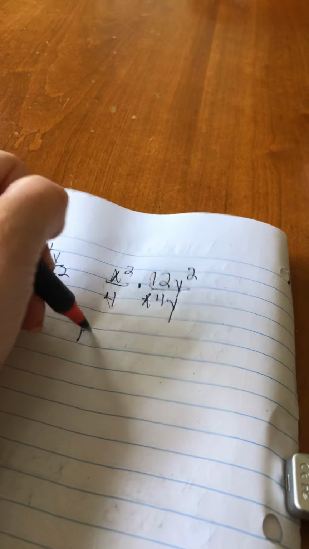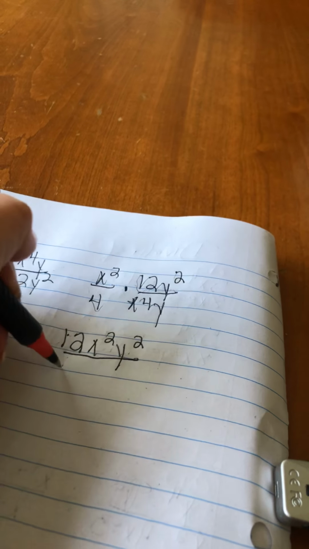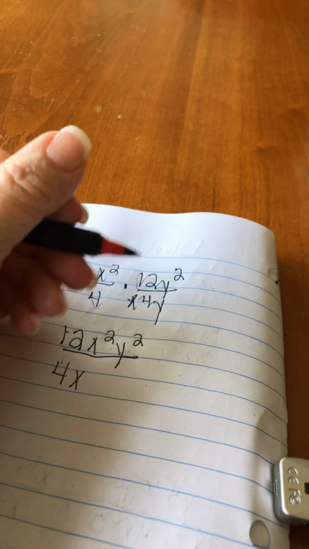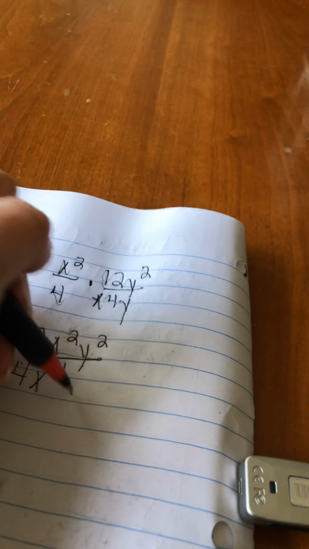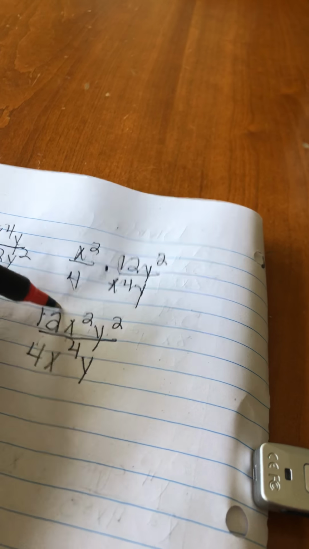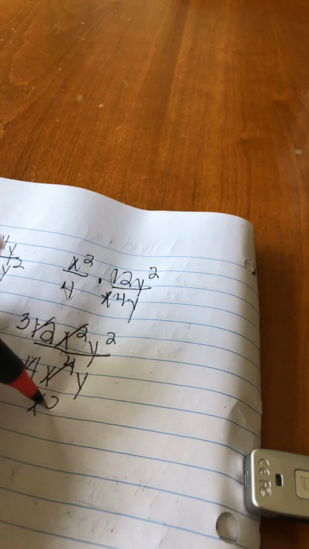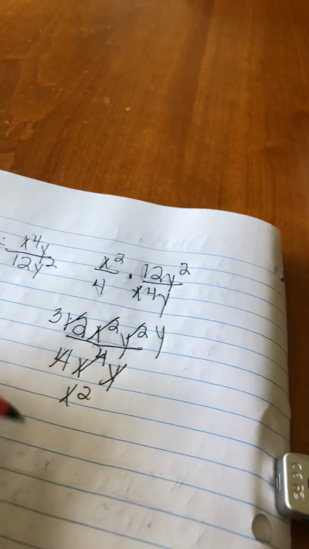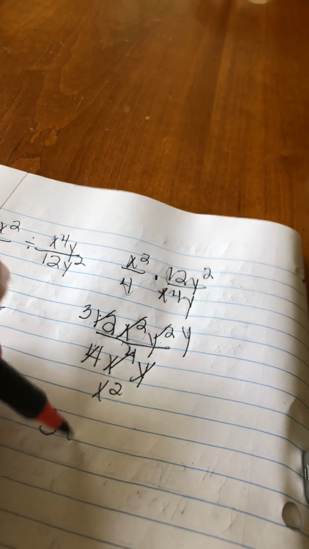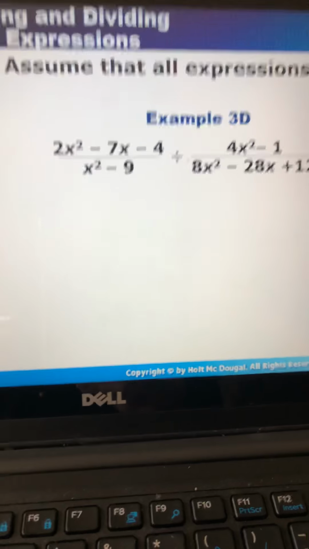Okay, so that will become 12 x squared y squared over 4 x to the 4th and then y. Okay, so now we know that we can cancel that. Okay, and then we can make that an x squared and then we can just make that a y. So your answer becomes 3y over x squared. So those are pretty simple to do there. It's when you get to these.